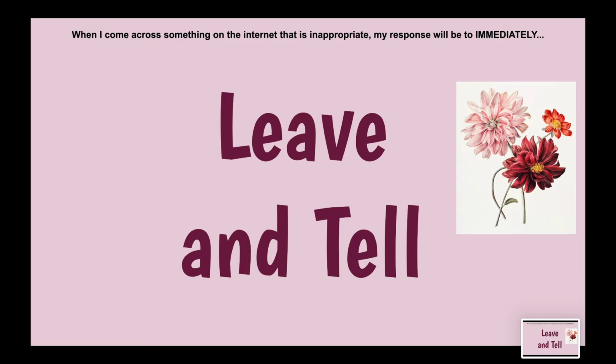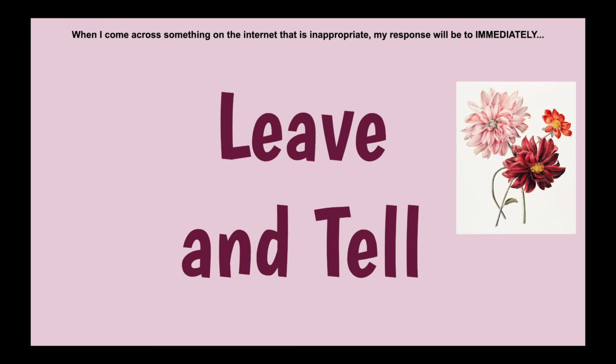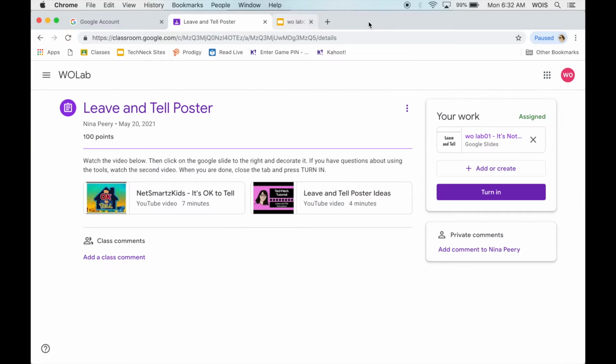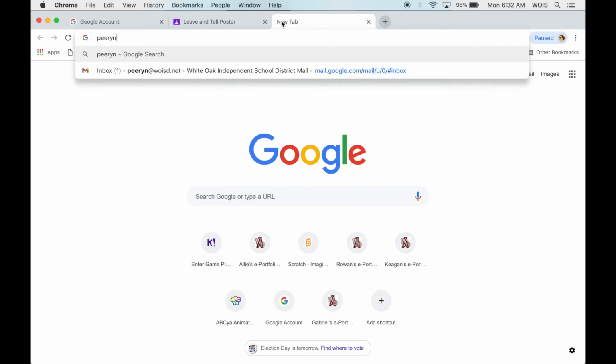Then on your keyboard in the top left corner, press the ESC key. That stands for Escape, and it will close that out. Then you can close that tab. Now you want to click a new tab and type in the address to your blog.